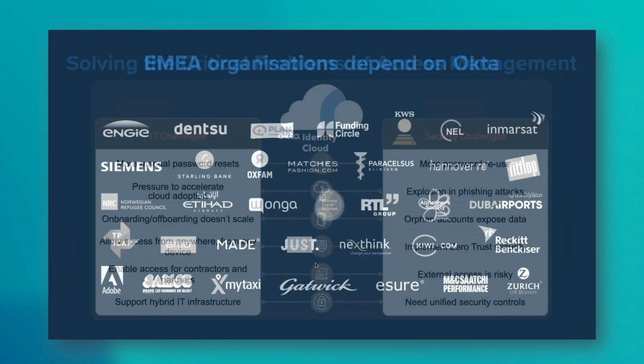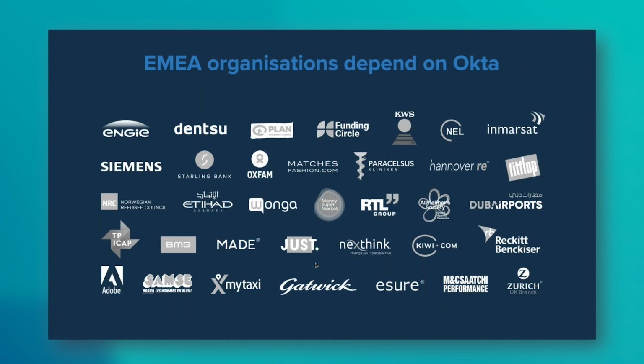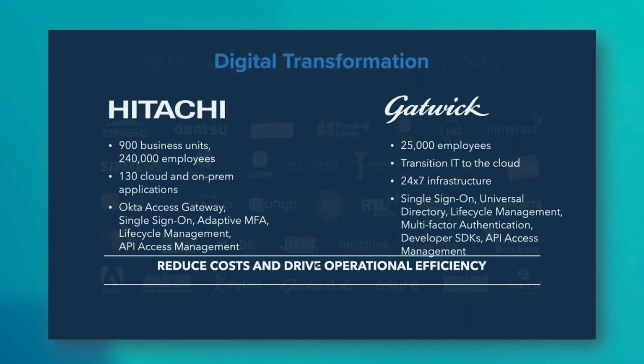And we have hundreds of EMEA organizations that are depending on Okta, and you might be familiar with some of the names here, like Gatwick Airport, FitFlop even, Angie, Steeman, Starling Bank. And Hitachi and Gatwick have some great use cases, and Gatwick's especially I wanted to go through because it has a really nice focus on transition of infrastructure on premises to the cloud.